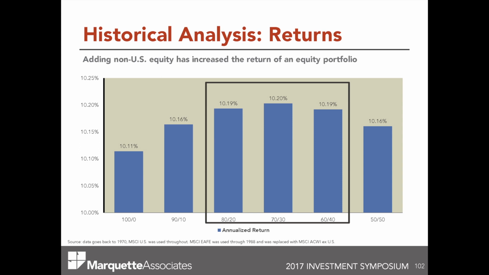We're going to use some of the benchmarks that we've already discussed. We're going to go back as far as we can, to 1970. We're going to put together a global equity portfolio, starting with 100% in US equities and 0% in international equities. Then we're going to move in 10% increments until we get to a 50-50 even split.